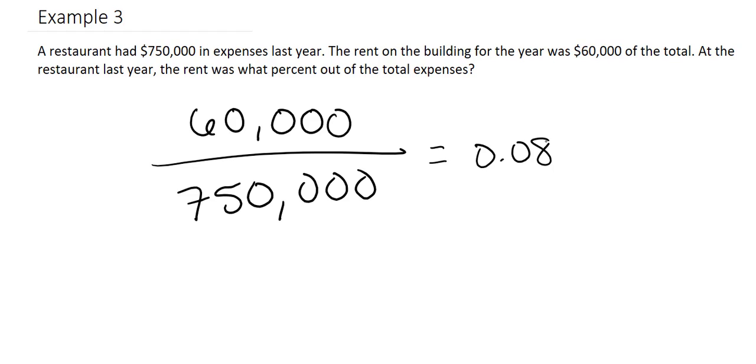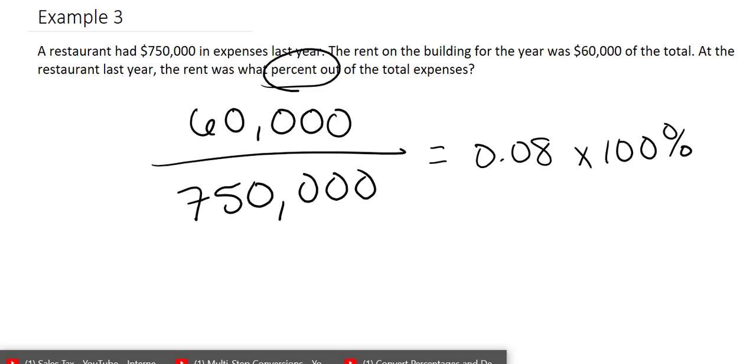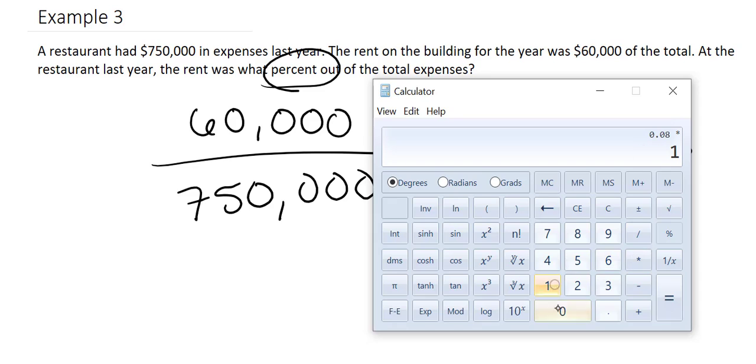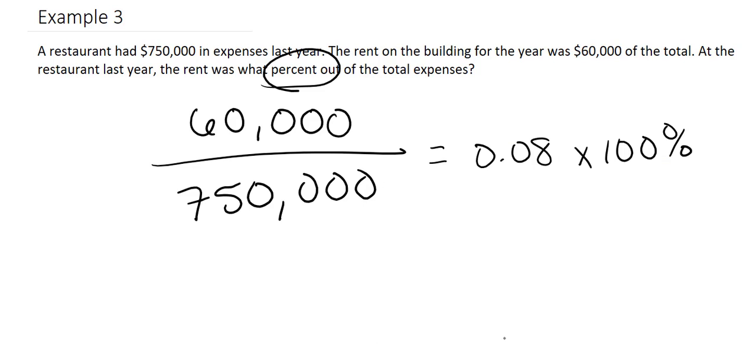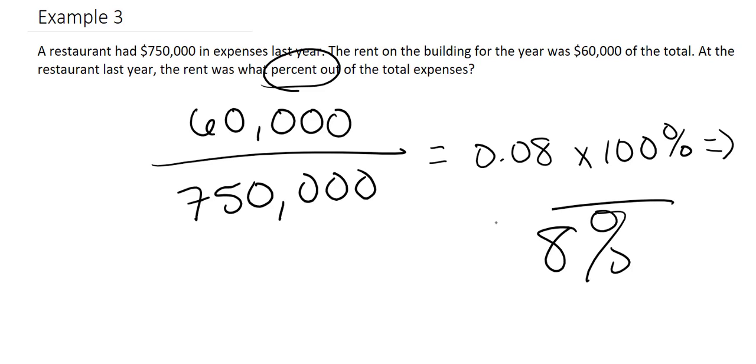Well, that's a decimal, and what do we need? We need to know percent, right? And so we just go ahead and multiply it by 100%. And we get 8. So what does that become? It becomes 8%. Now let's go ahead and look at the last example.